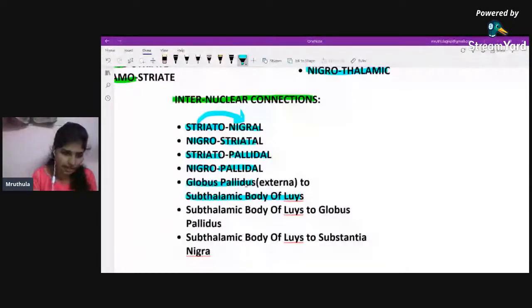Now, globus pallidus, in turn, is divided into two parts, the outer part and the inner part. The inner part is called interna, the outer part is called externa. That externa part is what sends fibers to the subthalamic body of Luys. Then from the subthalamic body of Luys, fibers go opposite, back to the globus pallidus, and the same subthalamic body of Luys sends stimulus to substantia nigra.